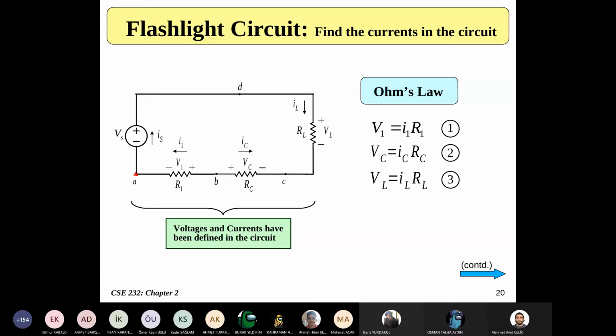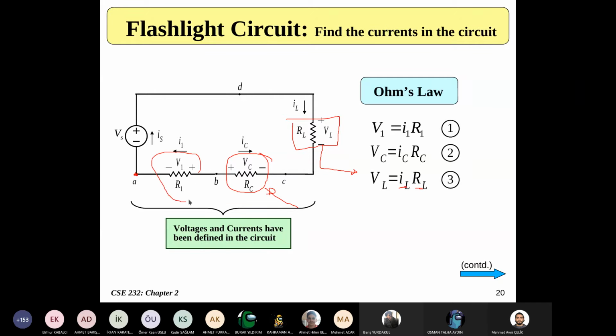Now, using Ohm's law, the voltage across an element is equal to the current passing through that element multiplied by its resistance. This, by the way, is only valid for resistive elements. We can calculate these values in here. The V of L should be the current passing through it, I of L, multiplied by the resistance in here. Same in here.